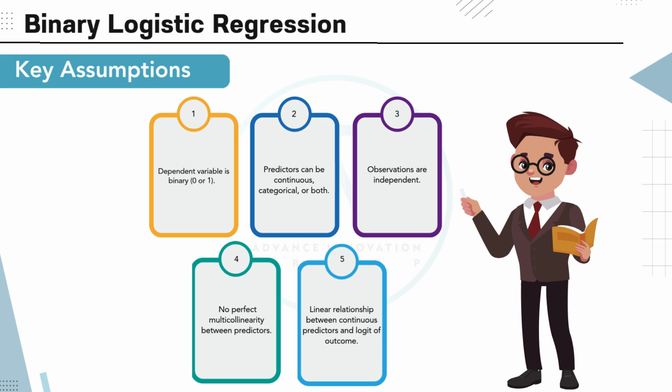Assumption 3. Observations are independent. Each observation or record should be independent of the others. If there is correlation between records, e.g., repeated measures from the same individual, then logistic regression is not appropriate without accounting for that.